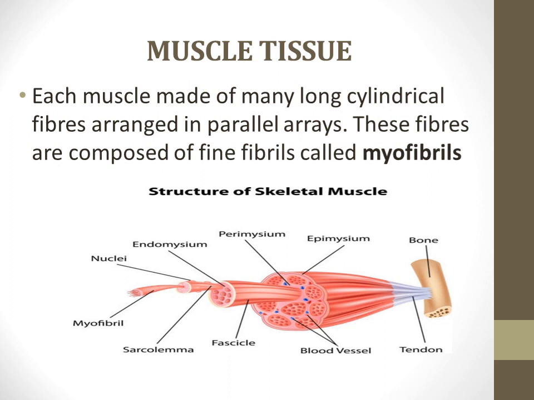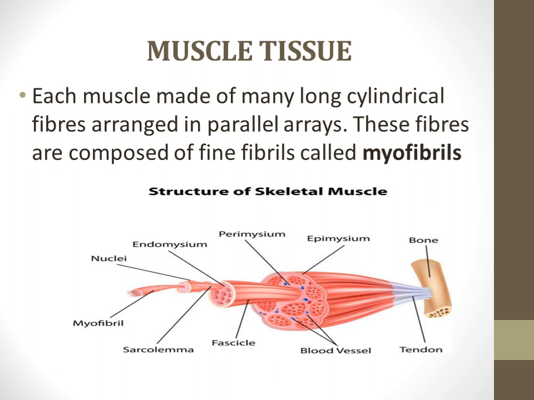Each muscle is made of many long cylindrical fibers arranged in parallel rays. These fibers are composed of fine fibrils called myofibrils. Okay. So muscle is also one of the tissues. Muscle is one of the tissues. Okay. So each muscle fiber. Have you looked at these muscles?